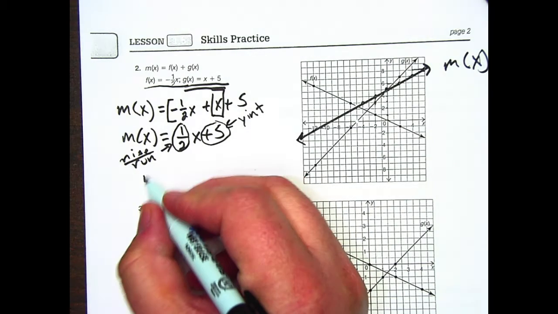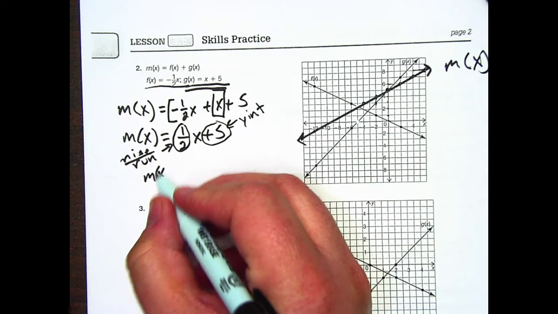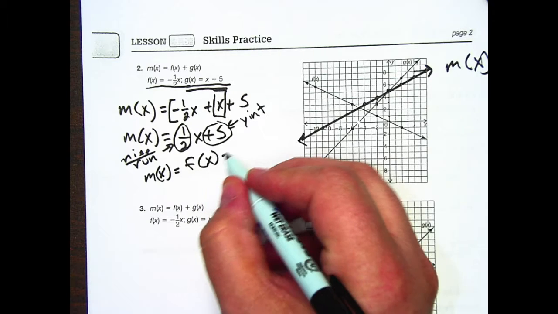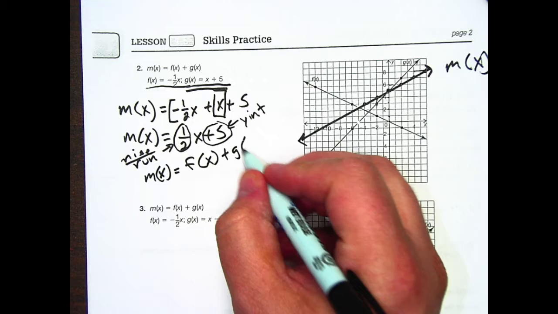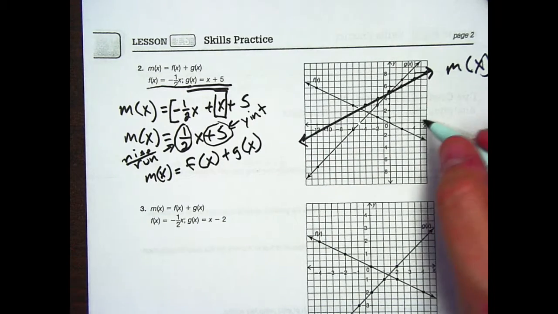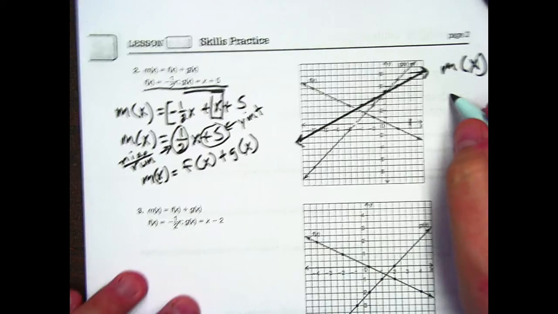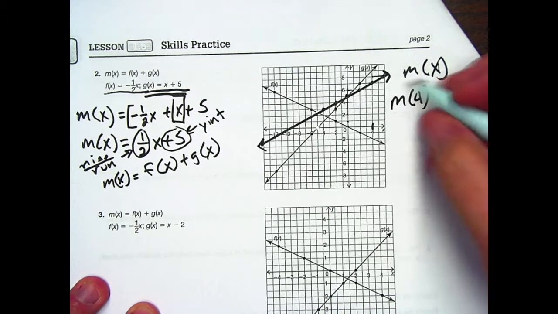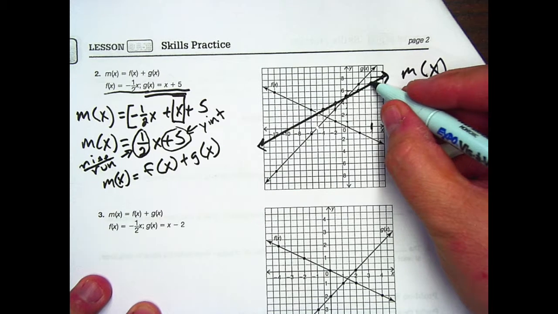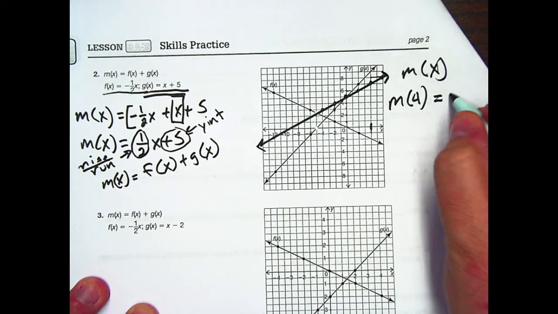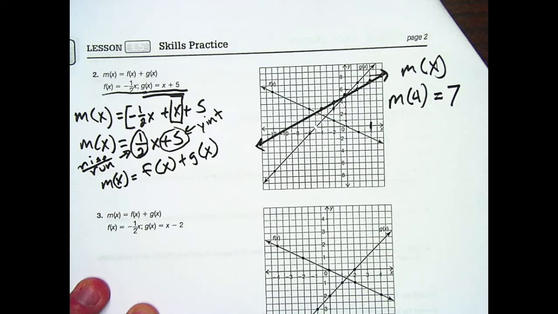We also said that m of x is equal to f of x plus g of x. So let's put that to the test. Let's look here at x equals 4. Well, m of 4 is equal to 7, right? That's where it's crossing at 7. So when x equals 4, my y value equals 7.